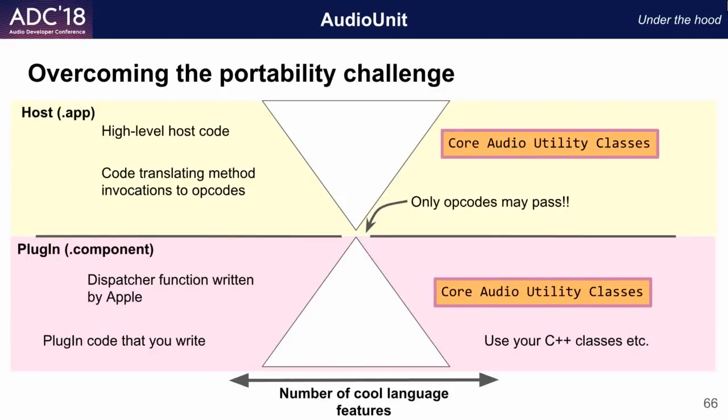So we have this nice little funnel here again. Instead of the VST SDK, we have the core audio utility classes, which help you in this funneling job. But to really emphasize this, all of the plugins and all of the hosts have to have a copy of this core audio utility class in their code. It's not just a header, right? These are CPP files you need to include into your code to pass through this little hole here.